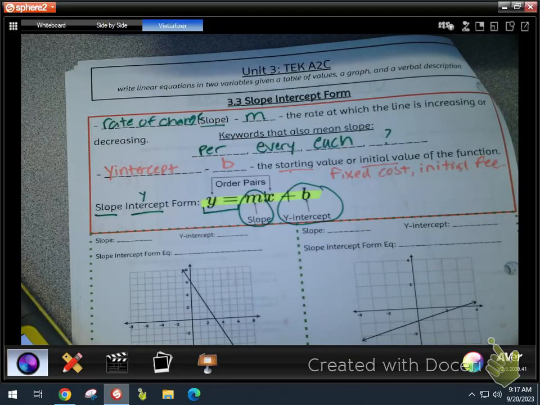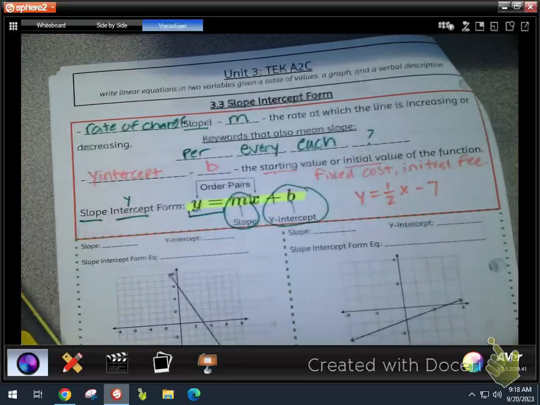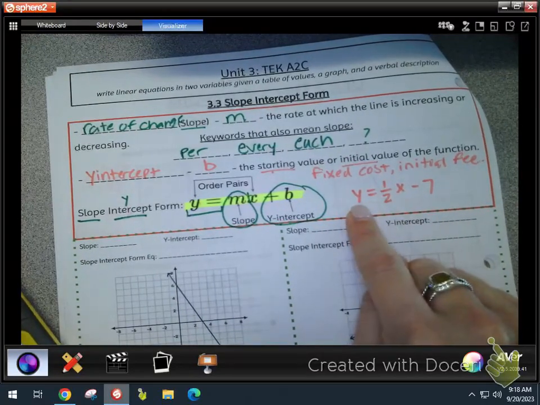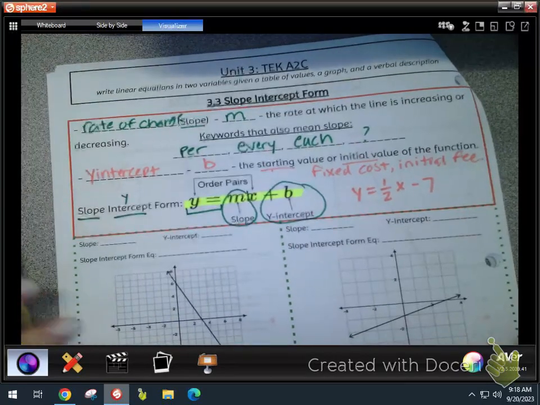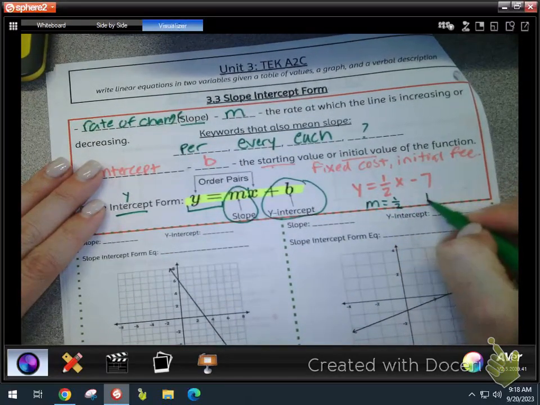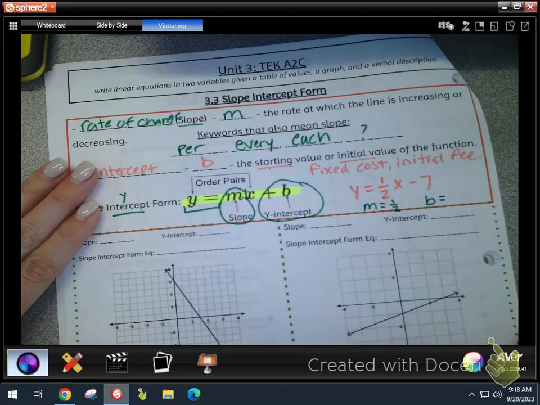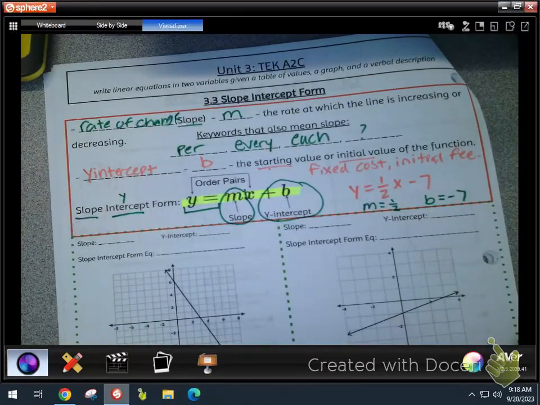So you should be able to look at an equation and tell me, boom, boom. Here's an example. Y equals 1/2 x minus 7. Is it in slope-intercept form? Is it in y equals? Yes, it is in slope-intercept form. What is the slope? 1/2. M equals 1/2. What is the y-intercept? -7. Very good. So I can just look at it and it tells me those two things, which we spent a lot of time figuring out. That's why slope-intercept form is great, because you can look at it and find them.